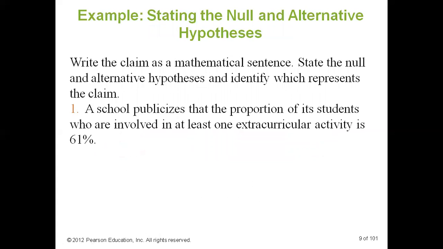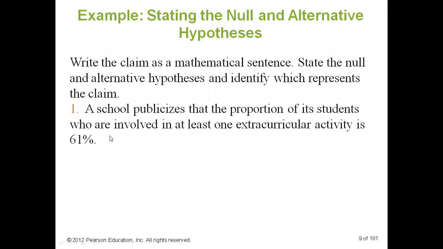Example: stating the null and alternative hypothesis. Write the claim as a mathematical statement, state the null and alternative hypothesis, and identify which represents the claim. Suppose a school publicizes that the proportion of its students who were involved in at least one extracurricular activity is 61%. How will we represent this statement in terms of null hypothesis and alternative hypothesis?